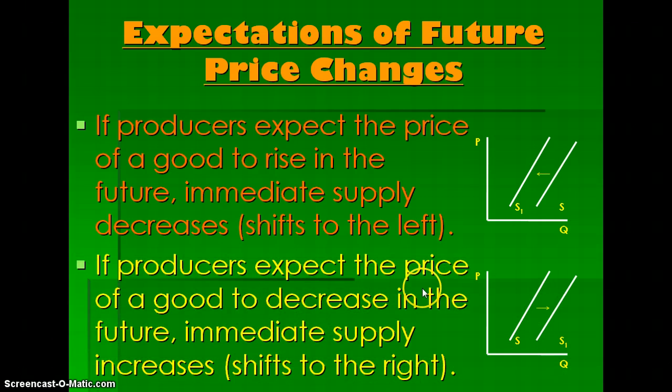So if producers expect the price of a good to decrease in the future, the immediate supply will increase or shift to the right. So basically what they're saying here is, if you're smart and you know that the price of a good is going to go up in the near future or even down the road a little ways, you're going to hold on to your product, whatever you make, and sell it when the price goes up.